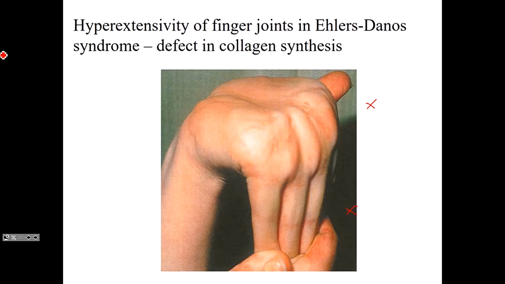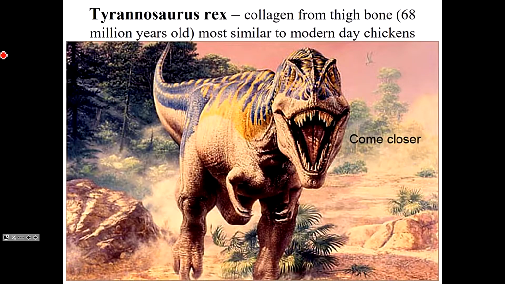Okay, here's another disease, Ehlers-Danlos syndrome, another defect in collagen synthesis. You can see how this person can bend their hands way back, right? Because the collagen is so weak, okay? They've got this condition.